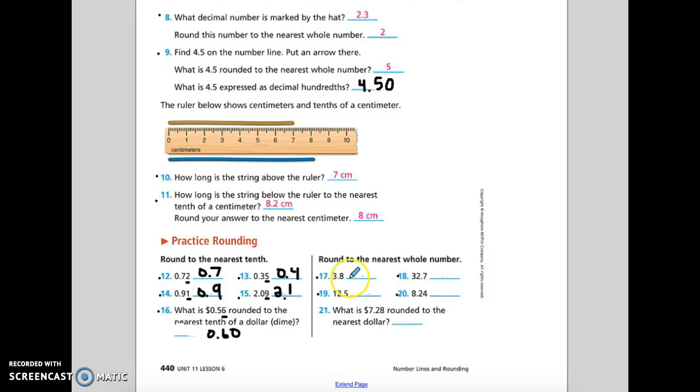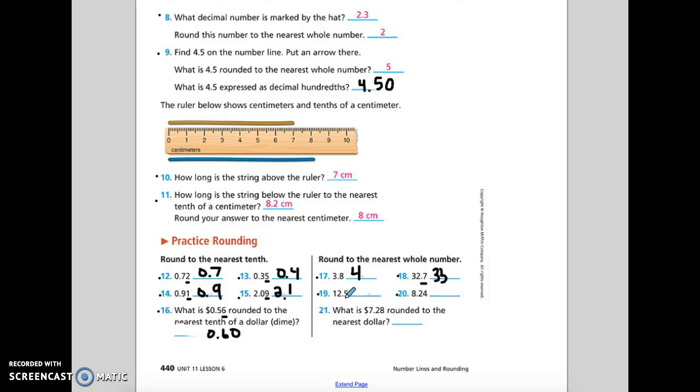All right, now this time we get to round to the nearest whole number. So I find my whole number, I look to the right of it, it's an 8. 8 is bigger than 5, so I get to round up. And so I'm going to round it to 4. All right, how about this one? I look at my whole number here, and I look to the right of it, and it's 7. 7 is also bigger than 5, so I get to round this number up. So instead of it being 32, it ends up being 33. All right, go ahead and try number 19, 12.5.